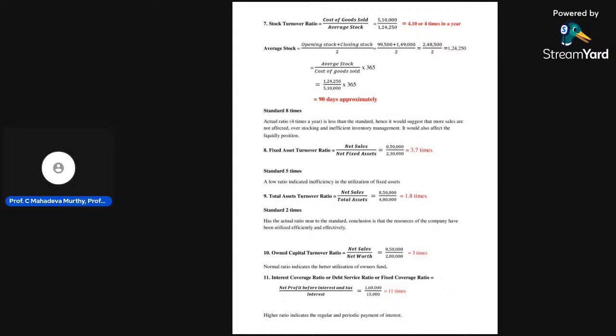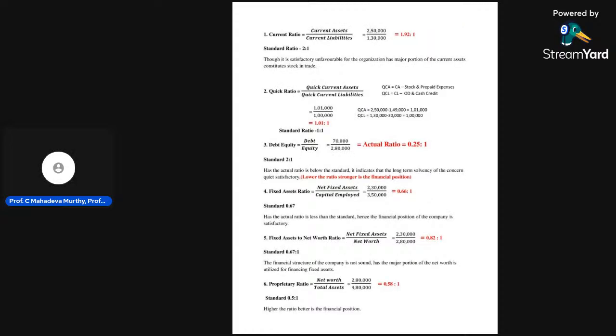Inefficiency in management, because the first ratio itself, the liquidity ratio or acid test ratio, explains that stock is 1,49,000. Opening stock is 1,49,000. See here, stock. Yeah, quick. Stock is 1,49,000.